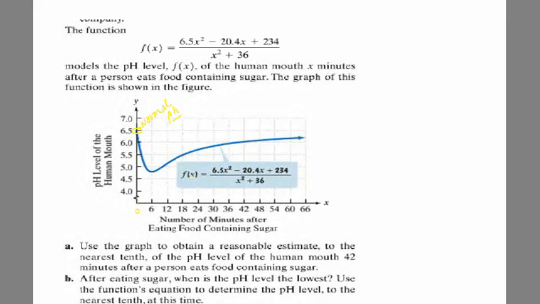Well, let's use the graph to get a reasonable estimate to the nearest tenth of the pH level of the human mouth 42 minutes after a person eats food containing sugar. Well, here's the 42-minute mark. It's 42 minutes after a person eats sugar. If I come up here, what do you think the pH level is? Well, at 42 minutes, looks to me like it's right at the grid mark for 6.0. So 6.0.